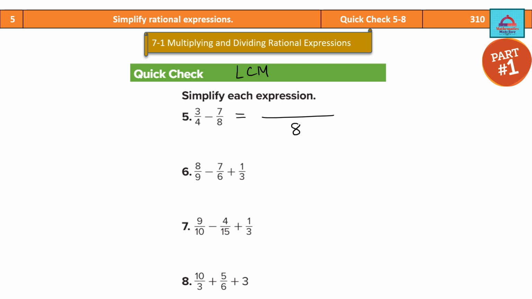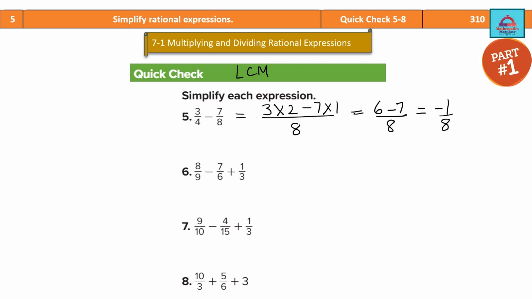So now I take the numerator 3. 8 divided by 4 is 2, so I'm going to multiply by 2. And this 7 over 8 already has an 8, so I'm just going to multiply by 1. So 6 minus 7 over 8, this is the simplest fraction, minus 1 by 8.